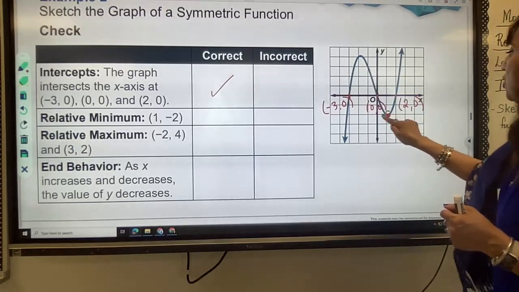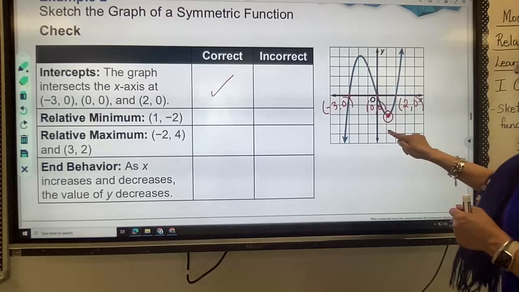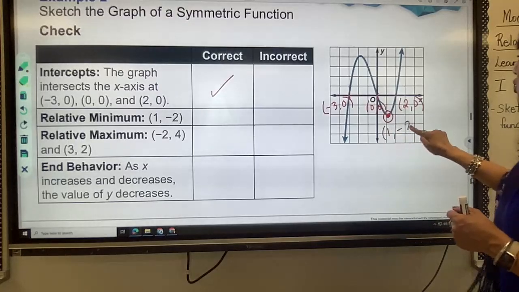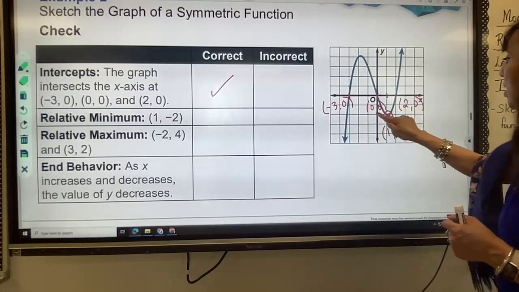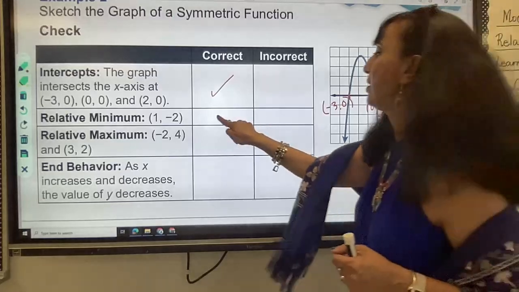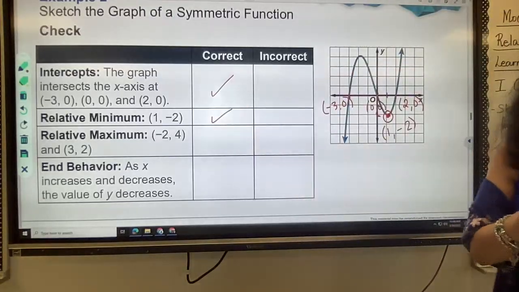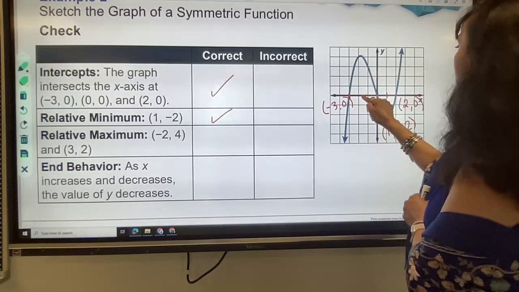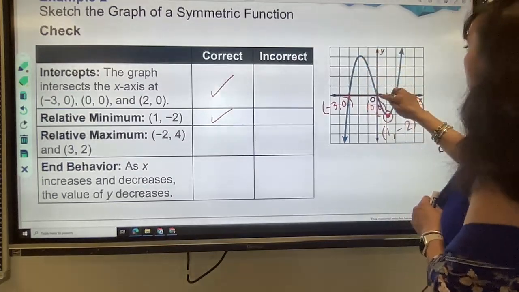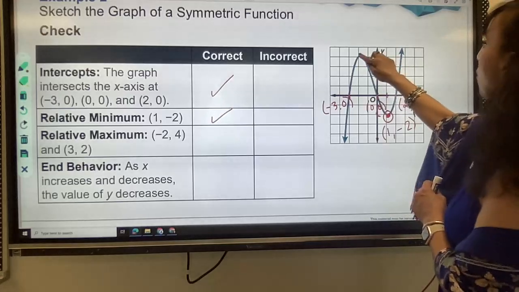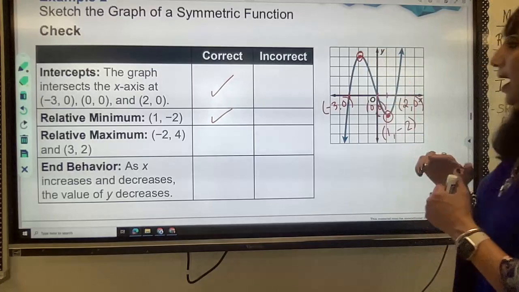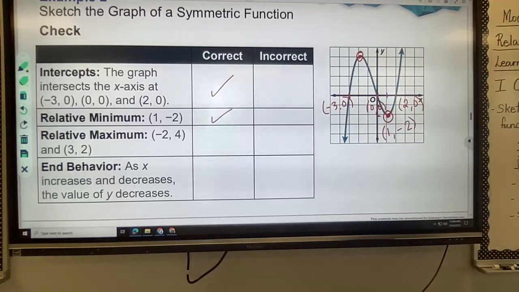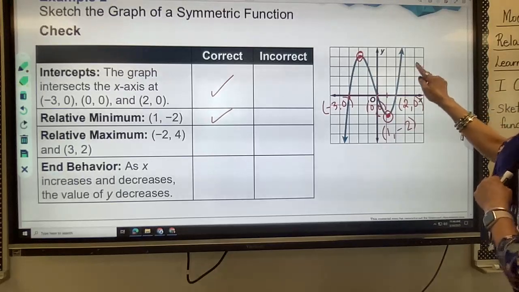over here, which is the relative minimum, is at (1, -2). So this is 1, and then you go down, this is -2. So yes, this is correct. Then it is saying that the relative maximum is at (1, 2)... Okay, so 1, 2, 3, 4, and (3, 2). So no, this one, no.